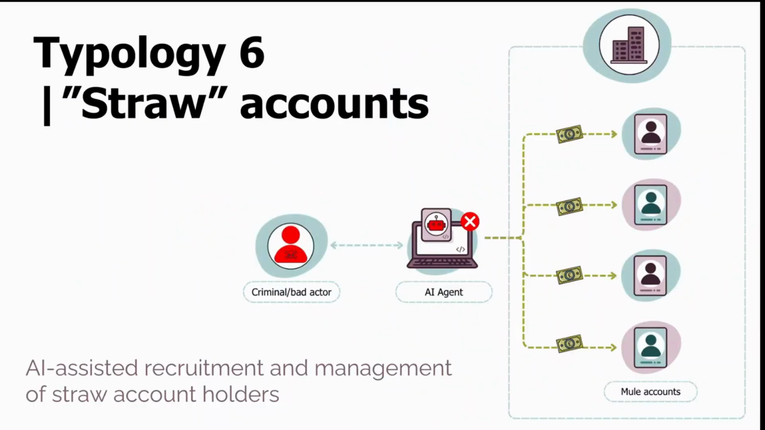Typology 6 relates to straw accounts, a money laundering scheme that automates recruitment or management of straw account holders or mules and executes high volume microtransactions into hundreds of mule accounts to launder large sums of money via online gambling platforms. To launder the funds, AI agents can automate transactions into hundreds of mule bank accounts. Perpetrators bypass digital ID verifications using AI-generated deepfakes as well.